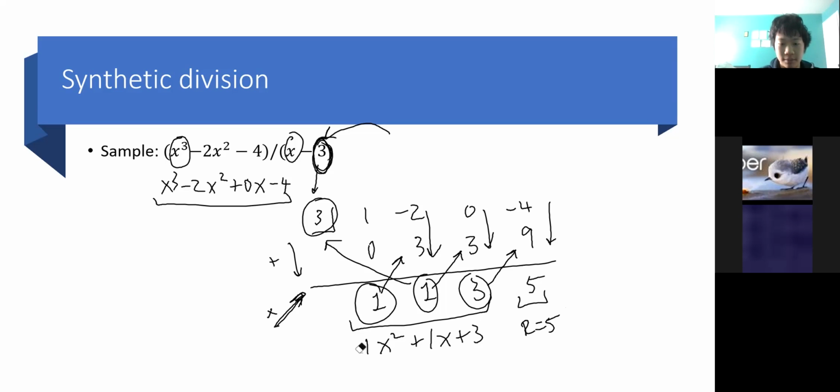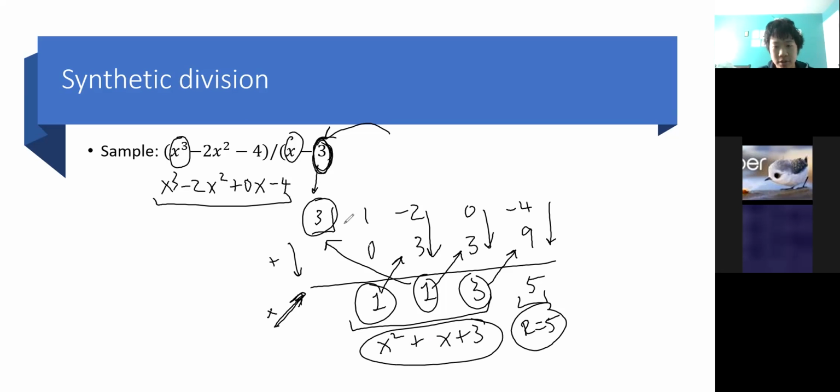Take out the ones here, they don't contribute anything. Our quotient is x squared plus x plus 3, and our remainder is 5. And that was a lot quicker, a lot easier than long division. I hope you can all agree with that.